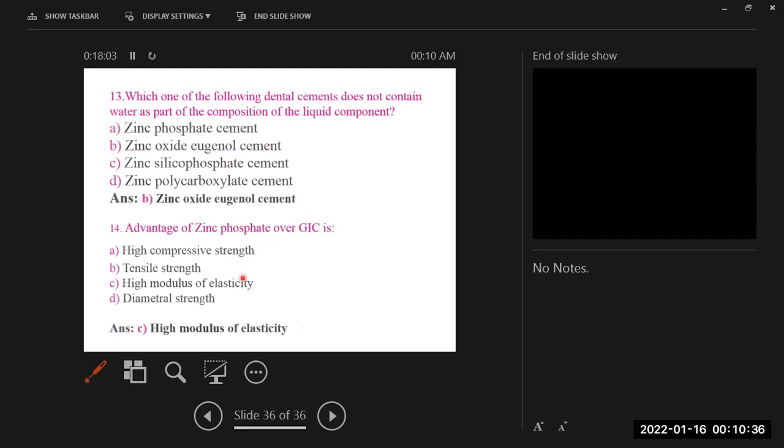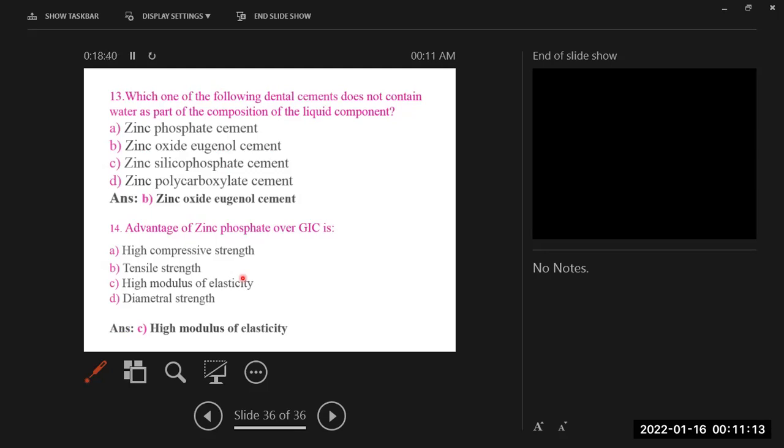Next, which of the following dental cements does not contain water as part of the composition of the liquid component? Okay, the answer is zinc oxide eugenol. Whereas zinc phosphate, zinc polycarboxylate, and zinc silicophosphate will have water, whereas zinc oxide eugenol does not have water. The main advantage of zinc phosphate over GIC is its elastic modulus, which is 13. Okay. So high modulus of elasticity is the characteristic feature of zinc phosphate when compared to that of GIC.